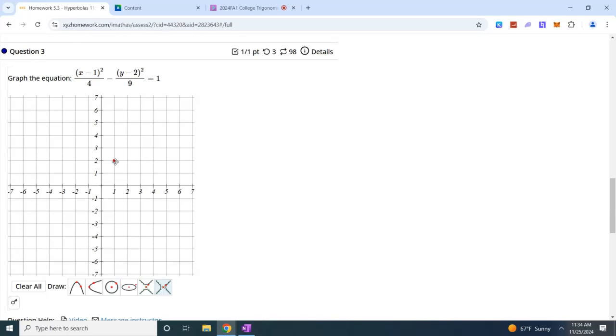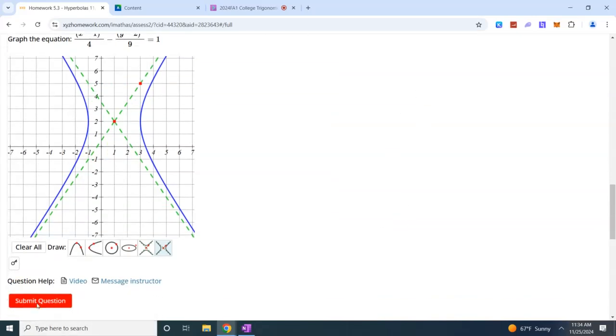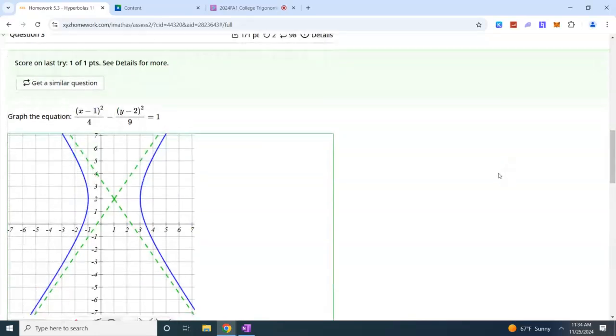Next, I'm going to move along the transverse axis. A squared is 4, so that means that A is 2. I'm going to go 2 places to the right. B squared is 9. That means B is equal to 3. So I'm going to go up 3 units. I set in my second point, and we have our graph.